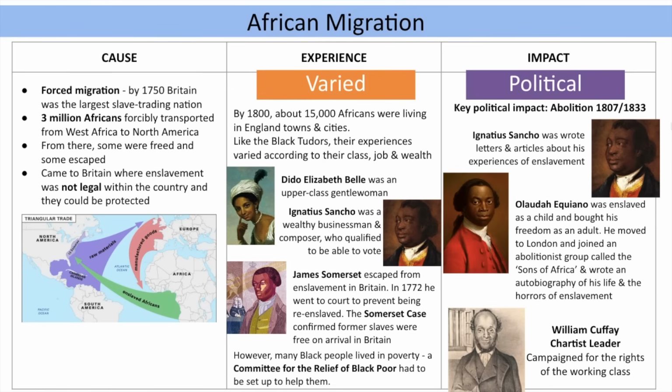It's not all completely to do with abolition though. If you look at the example of William Cuffay, who was a Chartist leader, as I said, Fergus O'Connor was an Irish Chartist leader. Here we see a black Chartist leader who was someone who campaigned for the rights of the working class. He was leader of the Chartists in London, and the Chartists in London were literally known as the black man and his party because of the importance of William Cuffay's role to them.